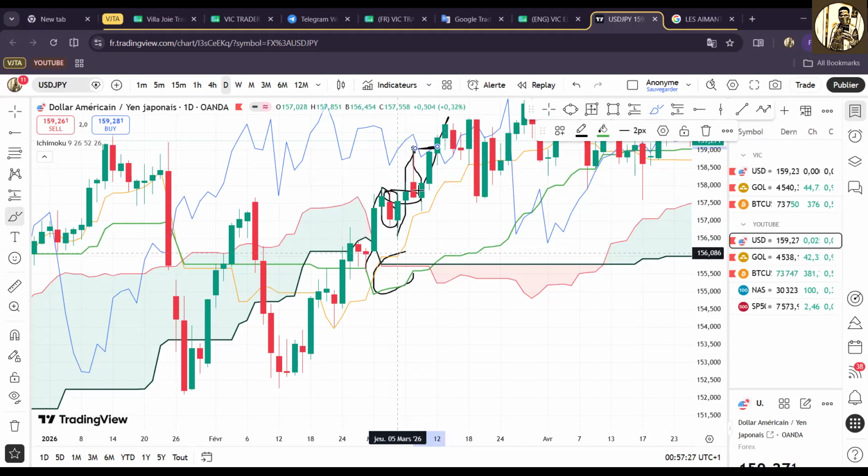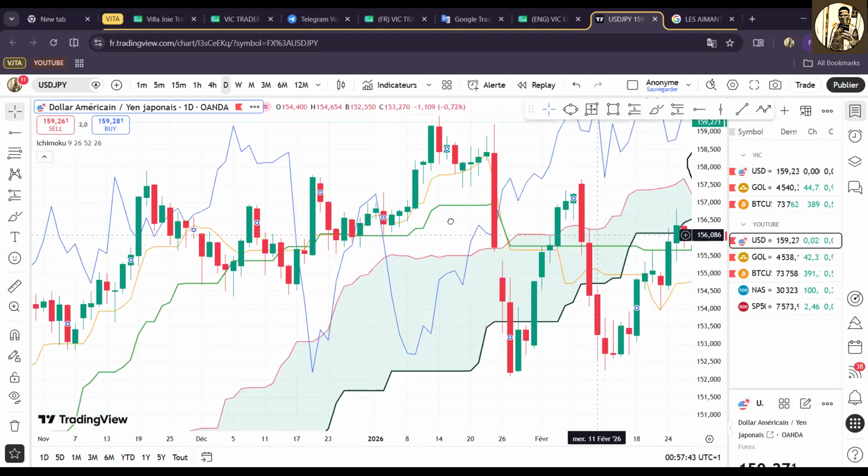And since this is the red pullback, and since this movement has been done, Tenkan has not been touched. Tenkan has been touched only later on, far ahead, far later on.